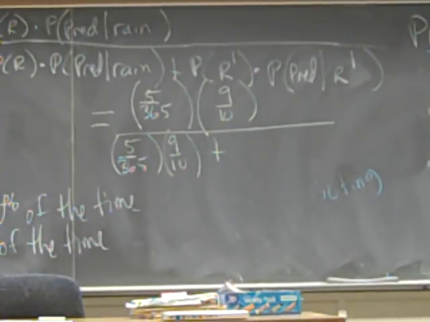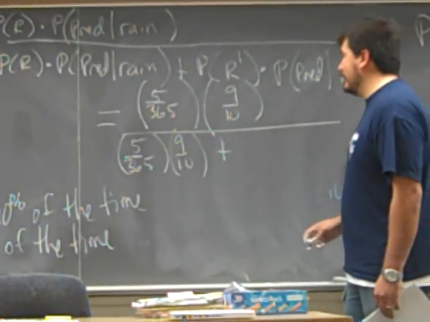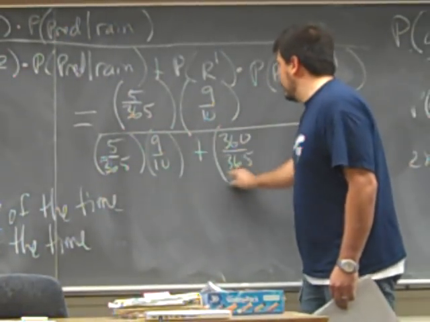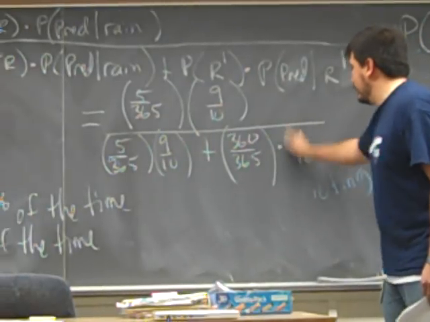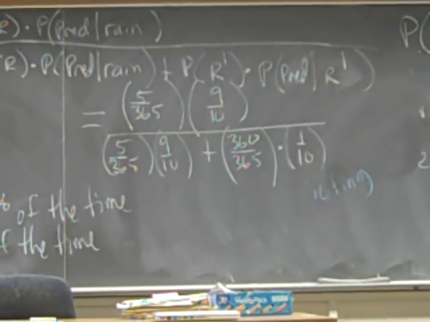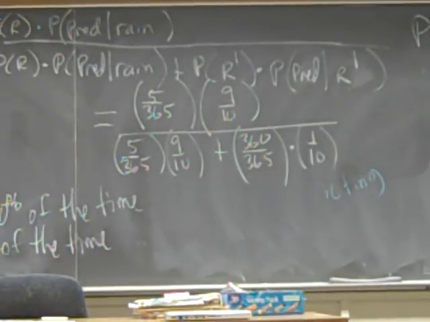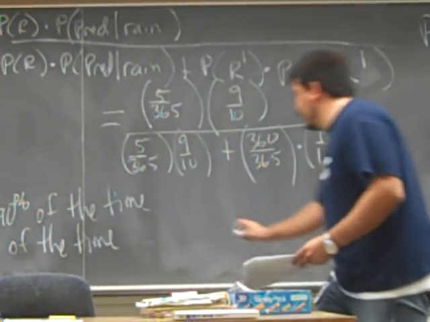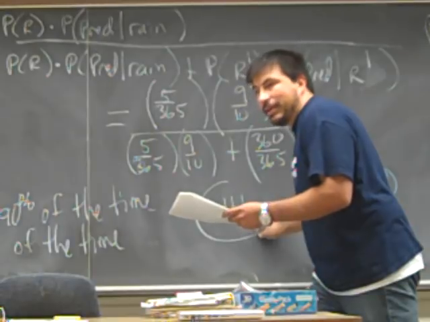And now we're going to go ahead and add in the scenario where he's incorrect, right? So, probability that it's not going to rain is 360 over 365, and now 10%. It actually kind of makes sense when you put the numbers in there. 11%? That is right? I got 0.11. Yeah, that's what I got.